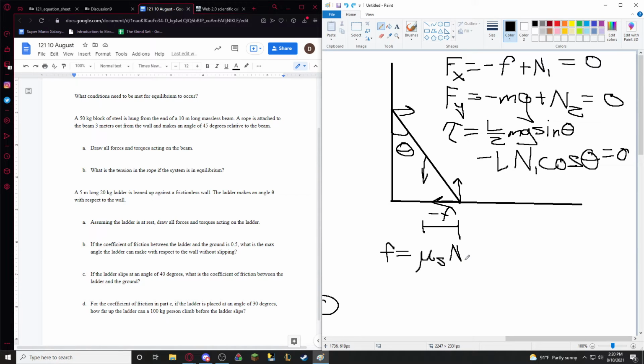And how can we relate N2 to another force here? It would be related to the weight of the ladder. Yep, exactly. And we see here from our y direction equation, N2 is just equal to mg. So we have mu s mg, which we know that this frictional force has to equal the normal force, N1, acting on the wall, from the wall.